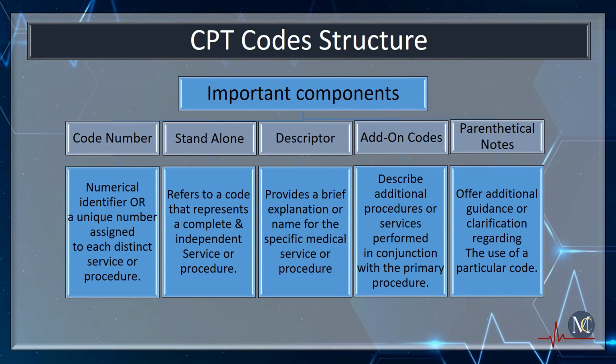Next component of a CPT code is parenthetical notes. These notes offer additional guidance or clarification regarding use of that code. They may suggest related codes or provide instruction for proper coding.